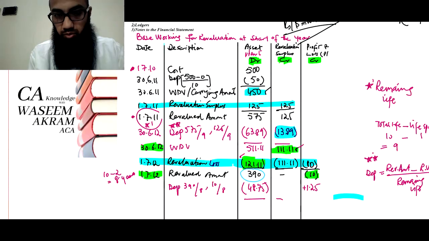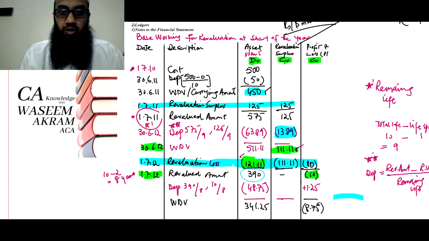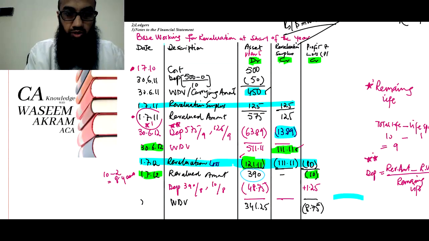So our balance, our WDV, came as 341.25, and our loss comes at 8.75 on 30th June 13.